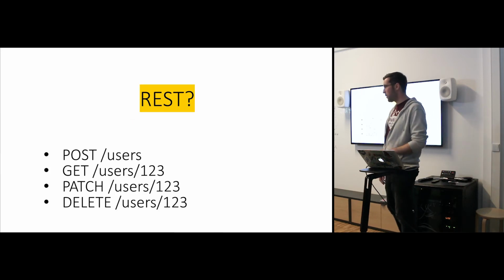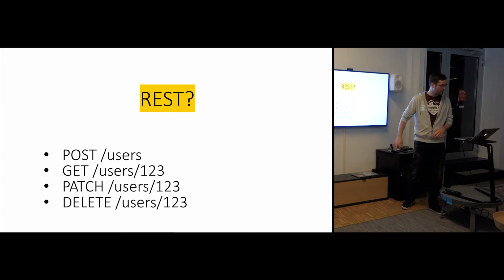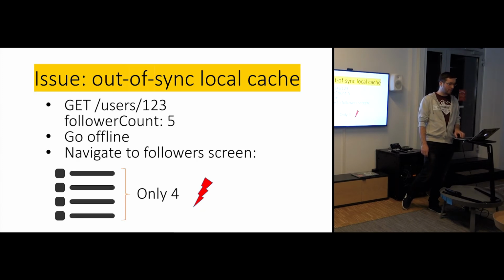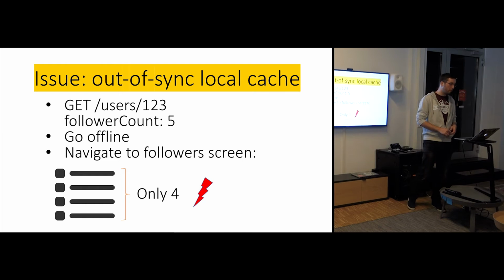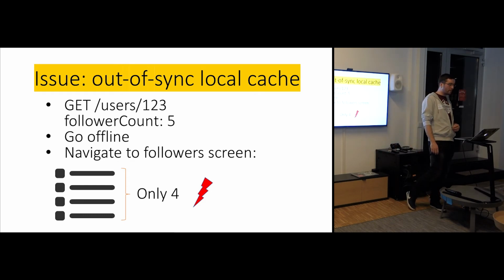I already gave away the hint that maybe REST is not the greatest solution. This is how a typical RESTful interface looks. One thing that we encountered when building our second app is that you can get your local cache out of sync. Here's an example where you're getting users 1, 2, 3, and it says it has a follower count of 5. You go offline, you navigate to the follower screen, and bam, there's only 4 there.